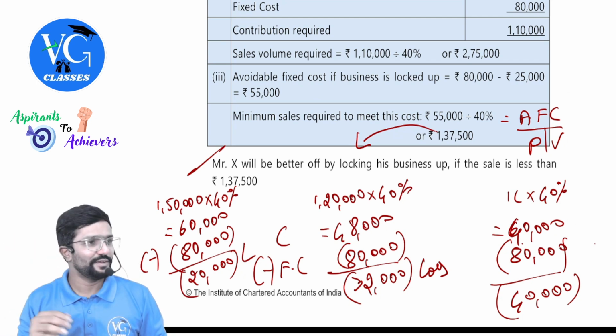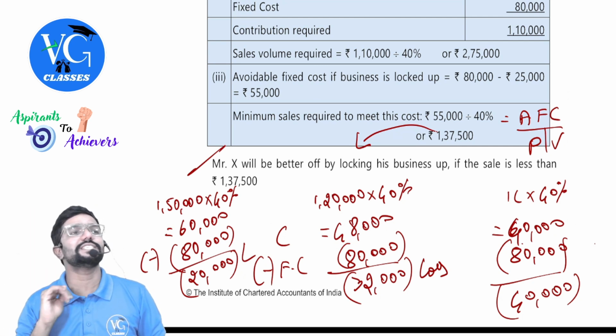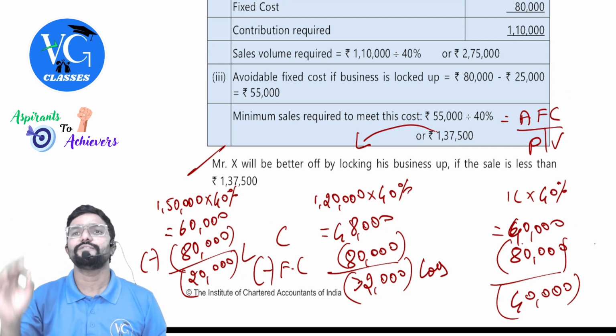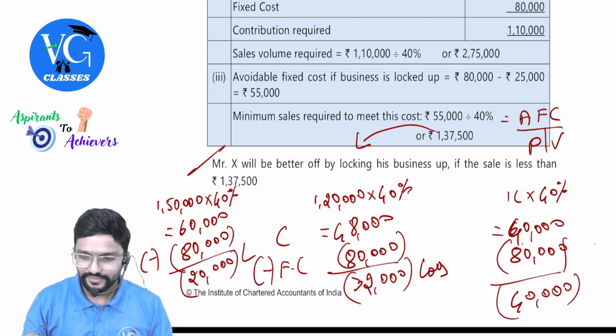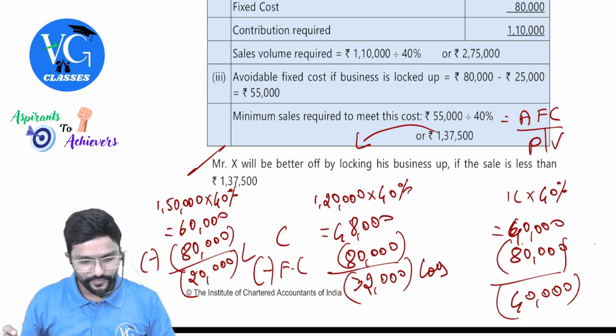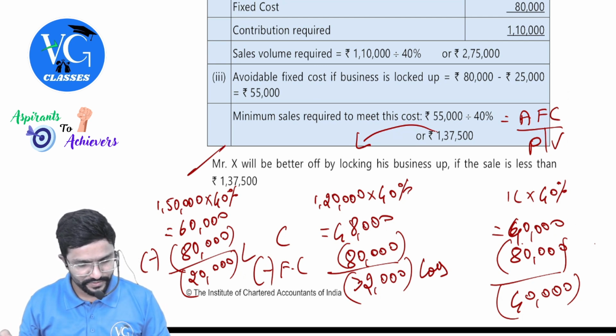It will be better off by locking his business up if the sales is less than 1,37,500. Let us move to the next question, guys.